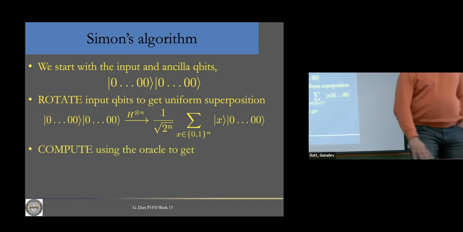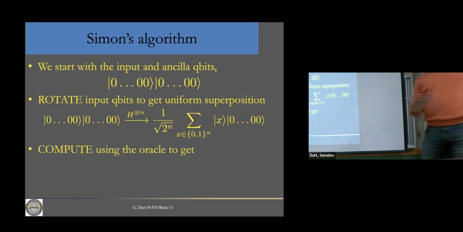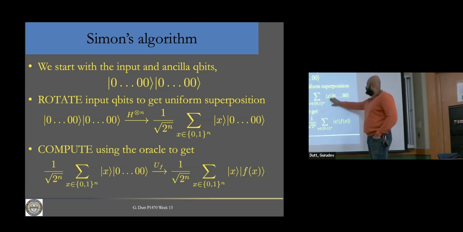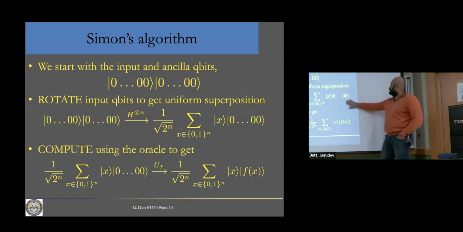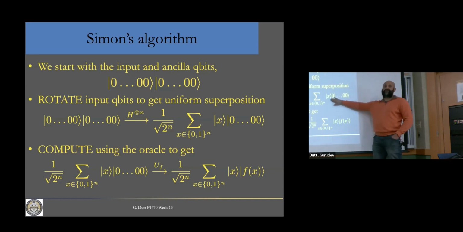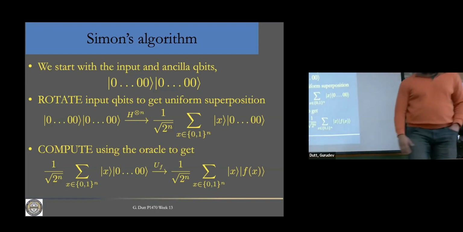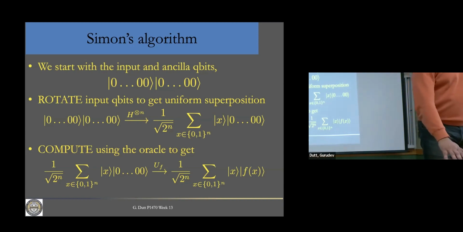Then we use the compute step, and now we're using the oracle. When we do the compute step, remember what the oracle does: in the ancilla qubits, it takes f of x and adds it to the ancilla qubits. So it takes all the zeros plus f of x. Everything remains the same, except that the ancilla qubits are now changed to the state f of x. That's what the regular quantum oracles are supposed to do, and that's what happens here.